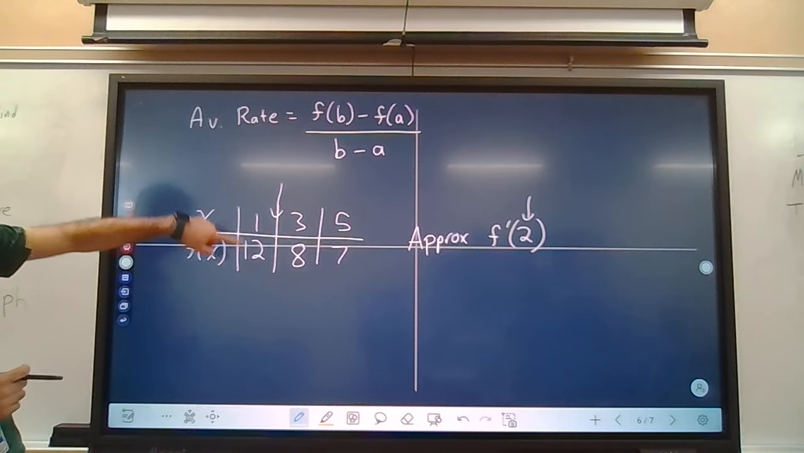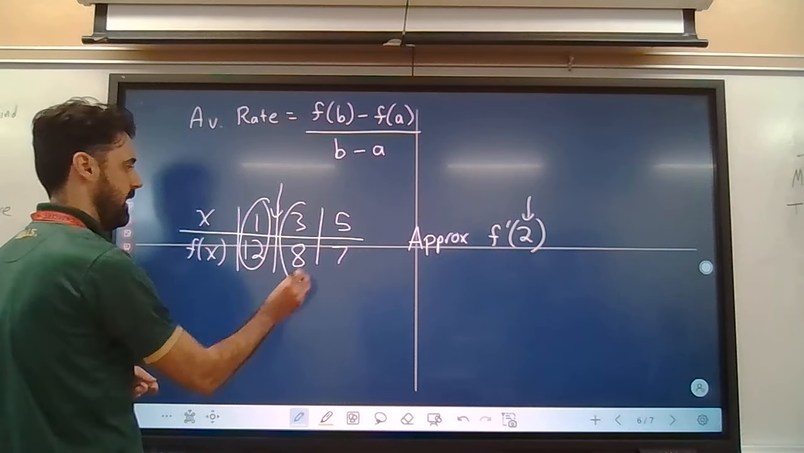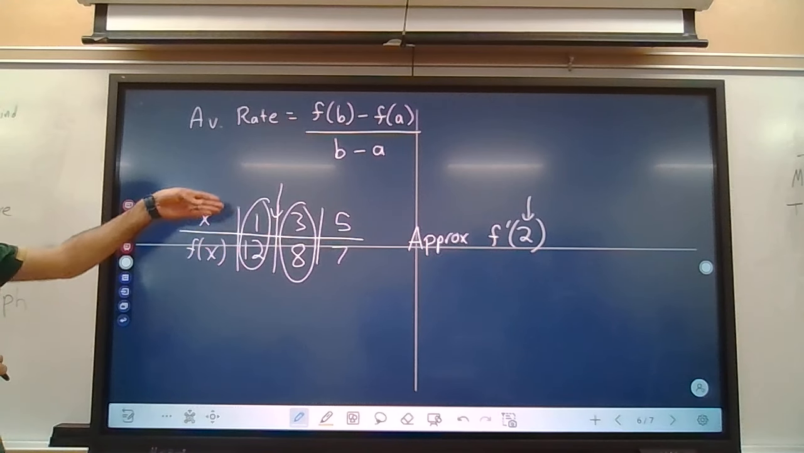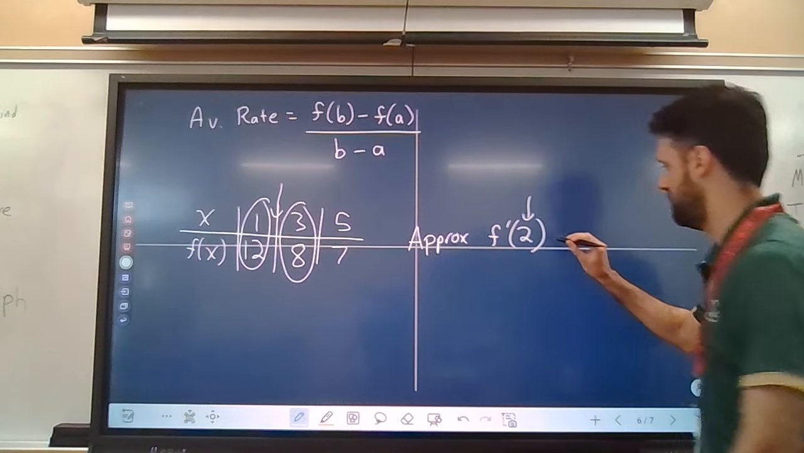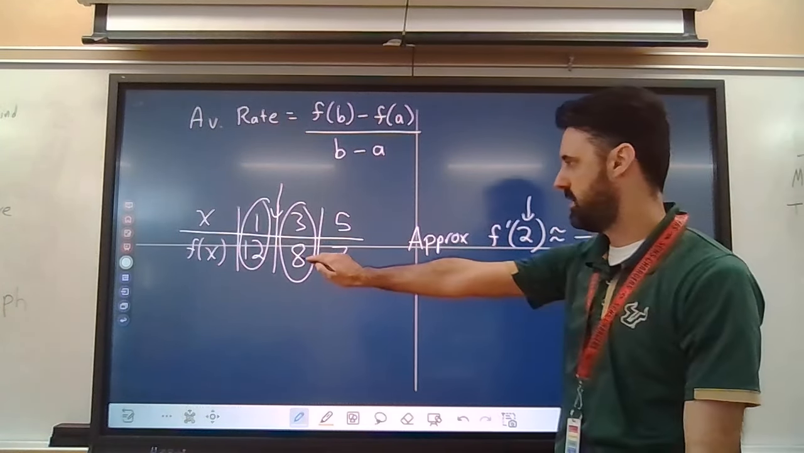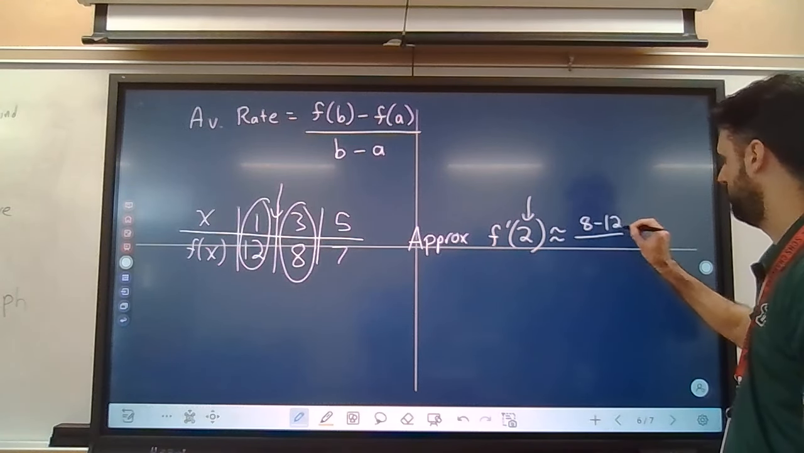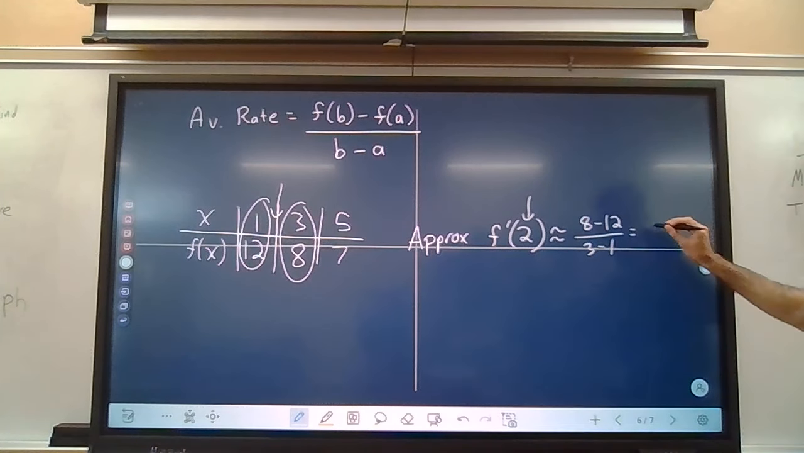And so we're going to use the surrounding points. We're going to use both coordinate points, one to the left, one to the right. Remember though that our y coordinates have to go on top, our x coordinates have to go on the bottom. And so for this question, if we want to approximate f prime of 2, I'm going to use y2 minus y1, so 8 minus 12, over x2 minus x1. That's going to give us negative 4 over 2, or negative 2.